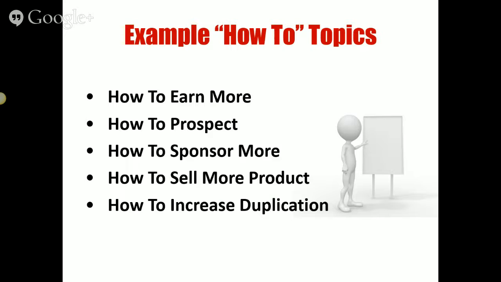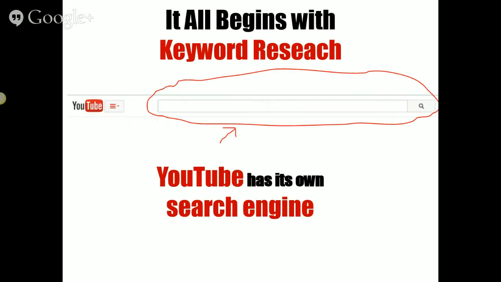So what type of things can you make videos on? You can make videos on how to earn more money, how to prospect, how to sponsor more, how to sell more product, how to increase duplication. All these things will be beneficial to the work from home industry, and there are even more topics you can talk about. But it all begins with keyword research.